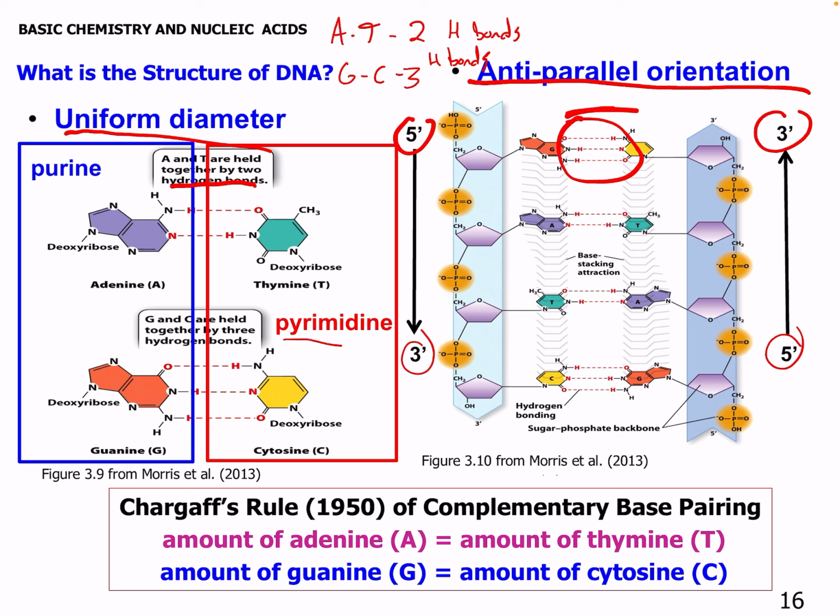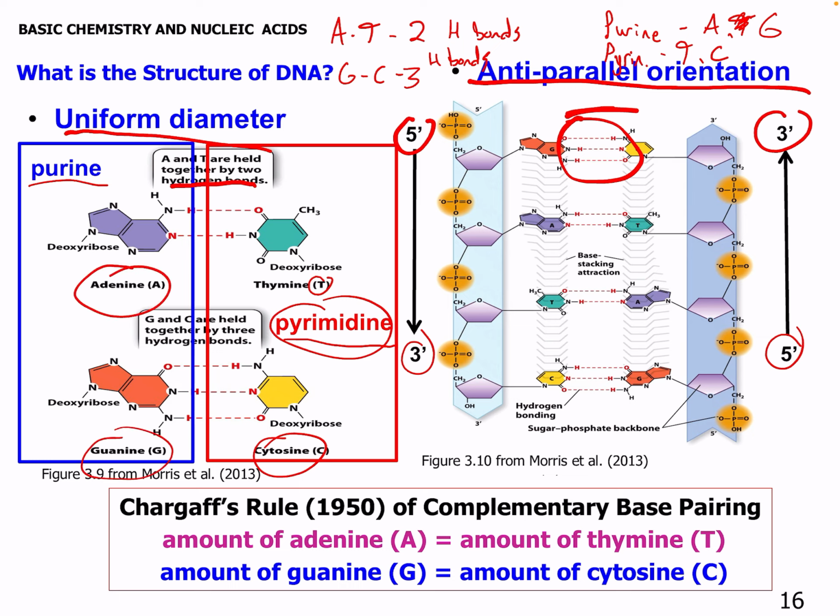So this can be an example of a pyrimidine, and these are purines. So we can classify these bases. Purines are A and G, and then our pyrimidines, I'm not going to spell the whole thing out, are T and C. So again, just to clarify, pyrimidines are T and C, or thymine and cytosine, and our purines are guanine and adenine.